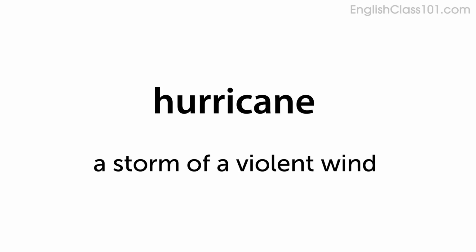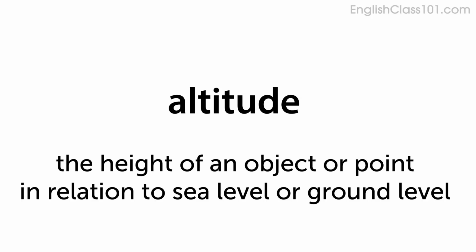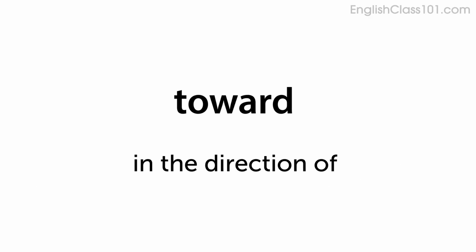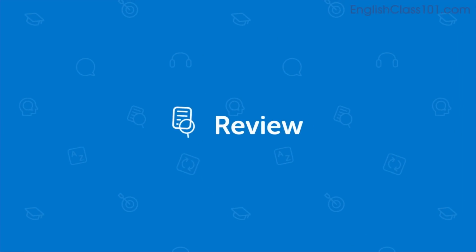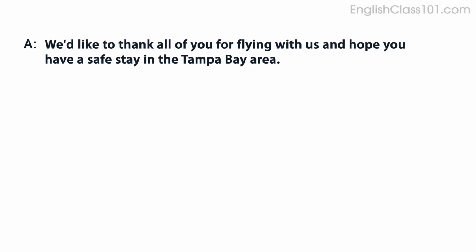Next we have Altitude. The height of an object or point in relation to sea level or ground level. And our last word is Toward. In the direction of. Finally, let's review the dialogue again. See if you can understand more this time.